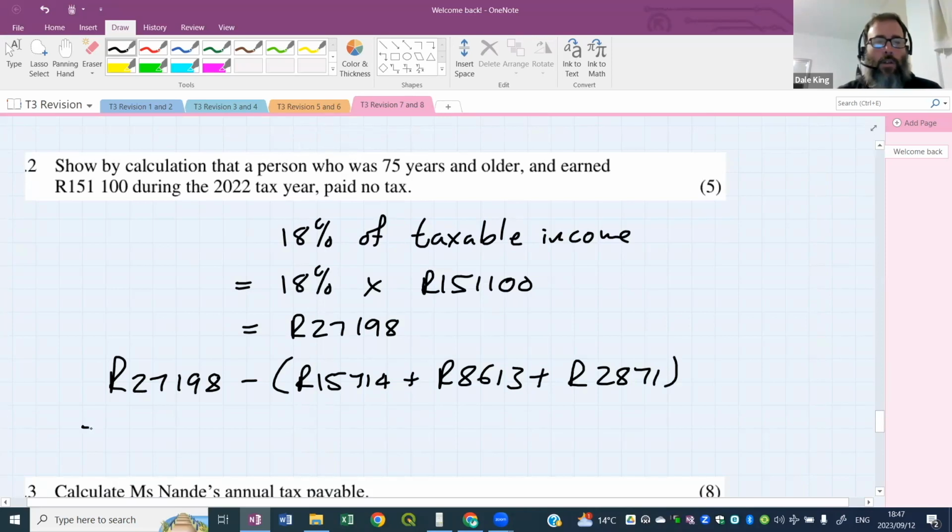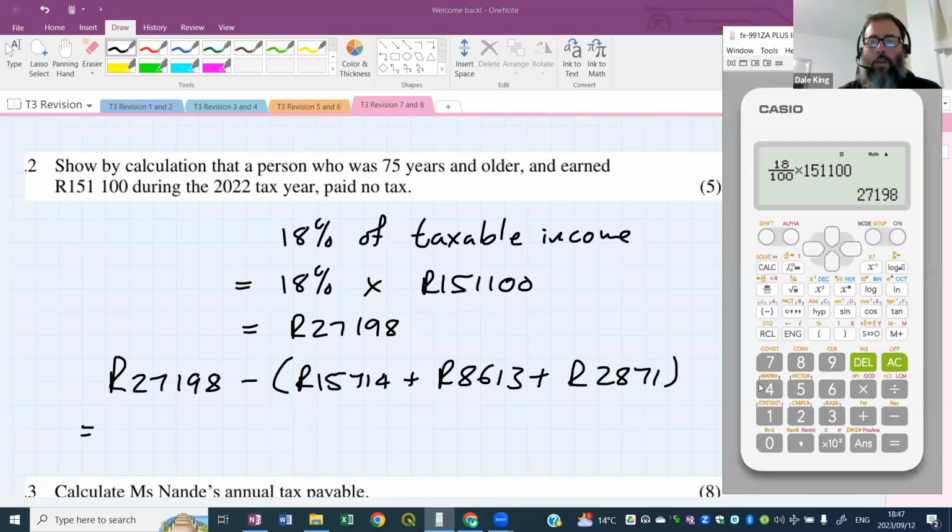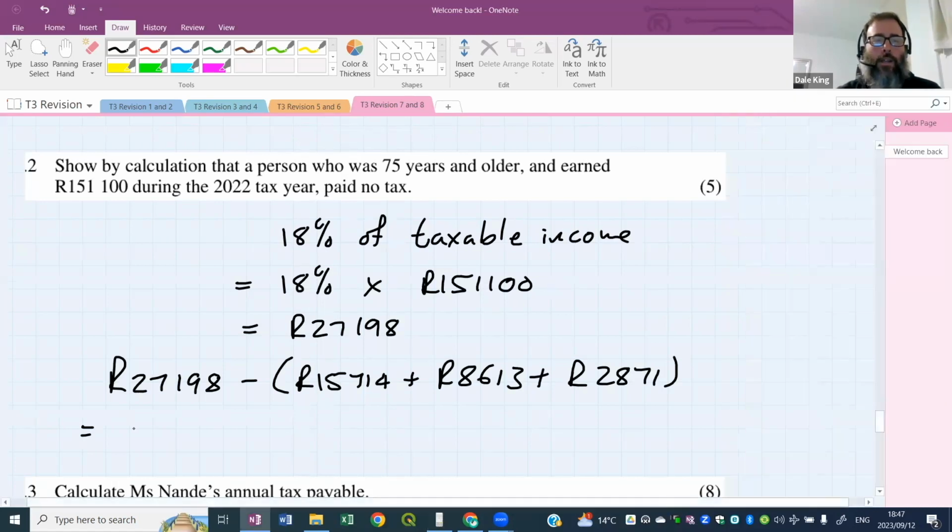Now I'm going to do a little sum here to work out what those rebates in the bracket are all together. So I'm going to just quickly add them up here. 8,613 plus 2,871. 27,198.